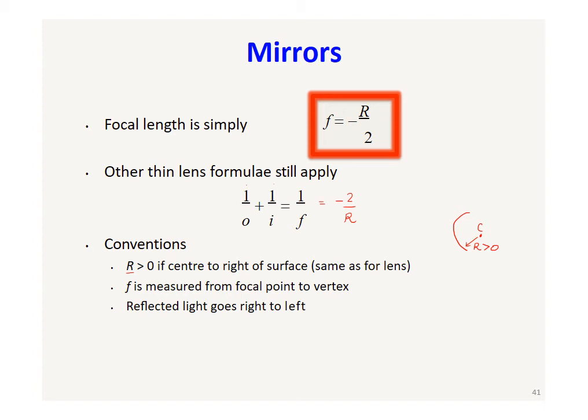The focal length is measured from the focal point to the vertex, and reflected light now goes from right to left. So this is the incident light and this is the reflected light. So you have to be careful that if we have I as a positive number, then the image is going to be on the left.